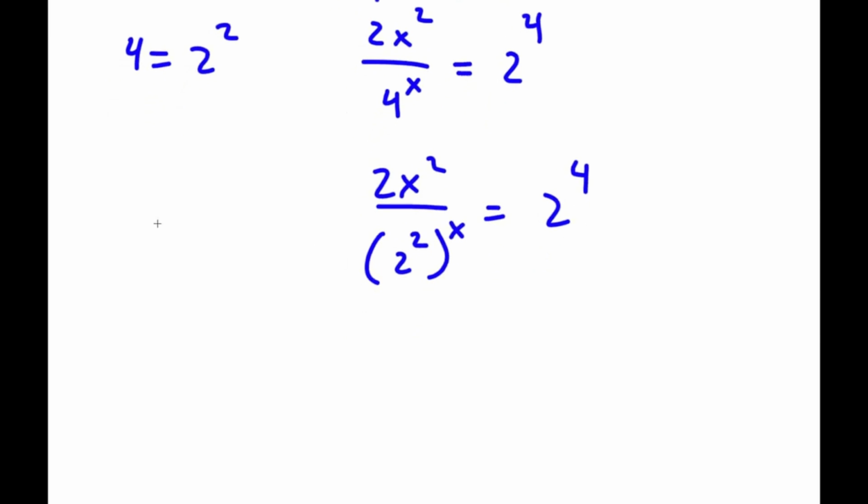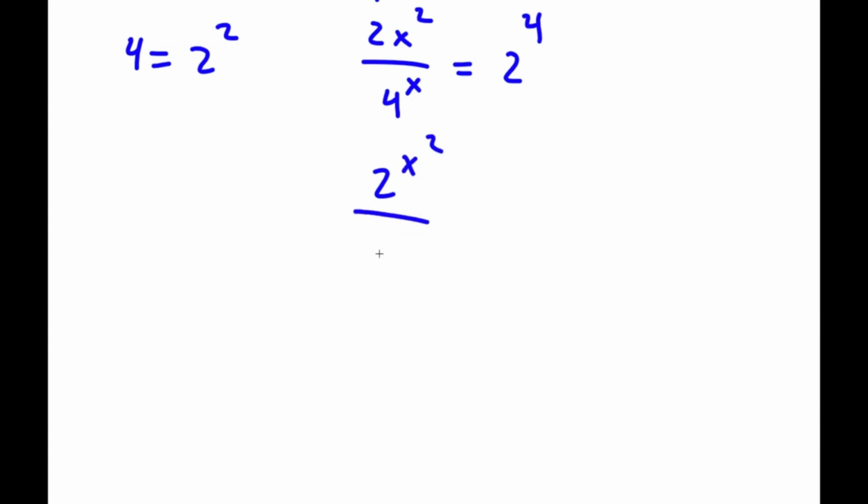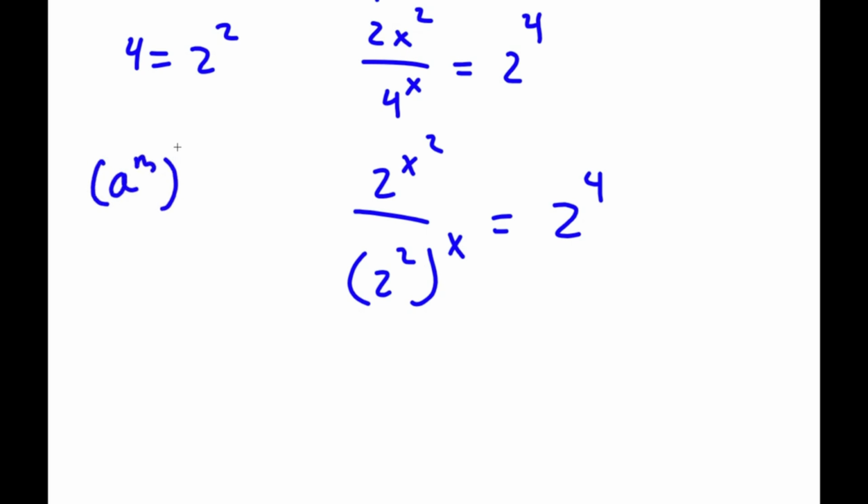Now, if I have something in the form, sorry, this isn't 2 to the power of 2, this is 2 to the power of x squared. Now I have this power of 2 to the power of 2 to the power of x is equal to 2 to the power of 4. Now, if I have something in the form a to the power of m to the power of n, this is equal to a to the power of m times n.